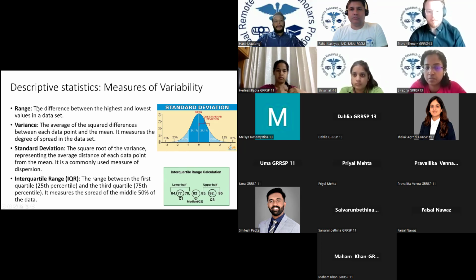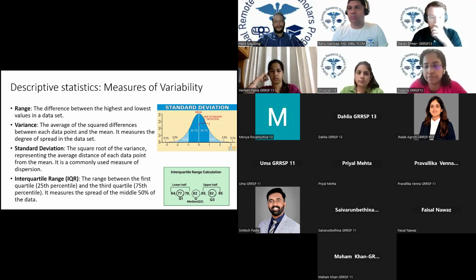The range, which I was talking about in the previous slide, is the difference between the highest and the lowest value in the data set. The variance is a formula that reflects the average of the squared difference between each data point and the mean. I don't like to get into the nitty-gritty details of these formulas, but I want you to focus your attention on the standard deviation and the interquartile range.